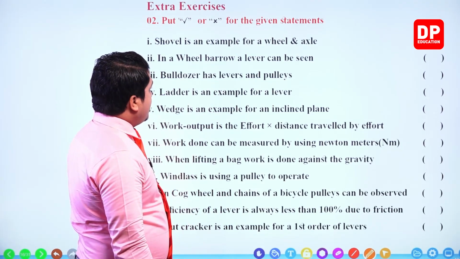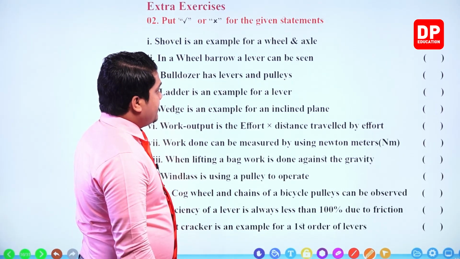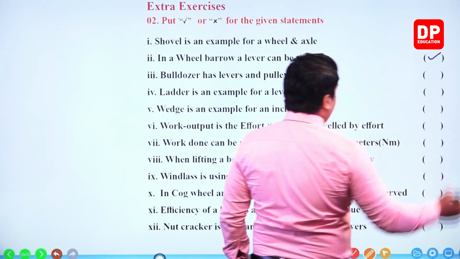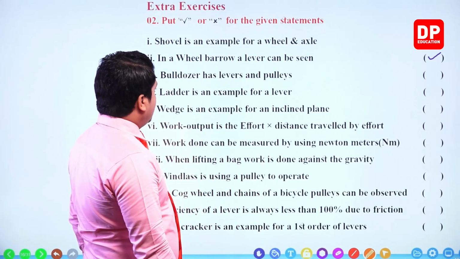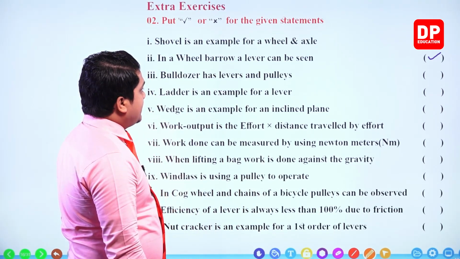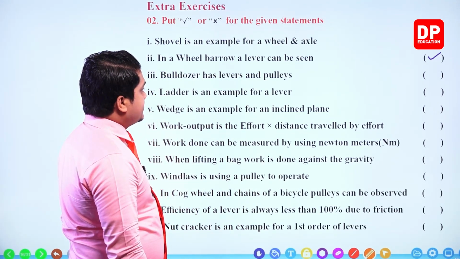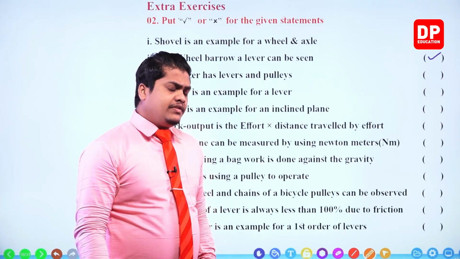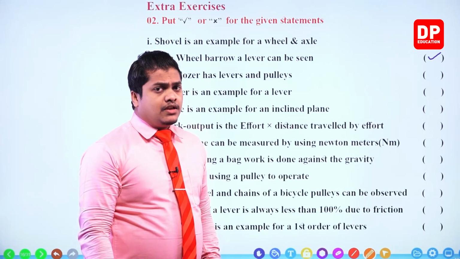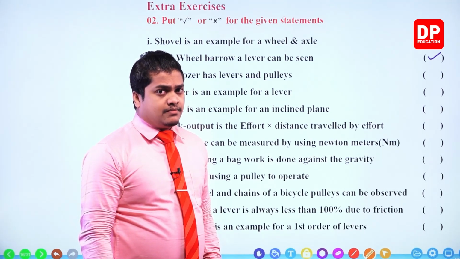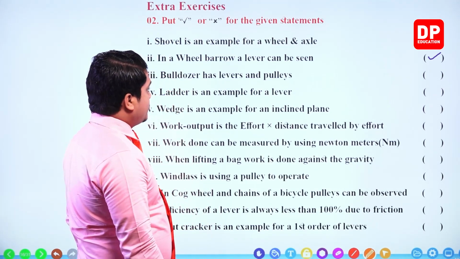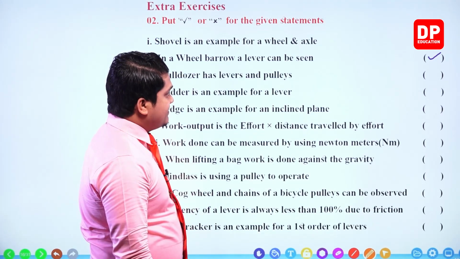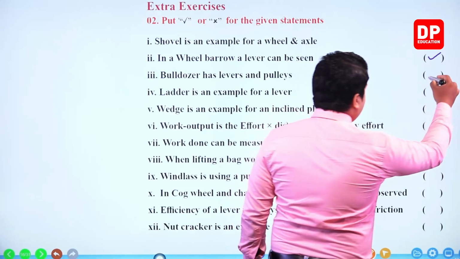Next one. In a wheelbarrow, a lever can be seen. That is correct. In a wheelbarrow, we can observe a lever. Bulldozer has levers and pulleys. Bulldozer is a complex machine, my dear children. Over there, we can observe several simple machines as it is a complex machine. So yes, of course, within a bulldozer you can observe levers and pulleys. So it's correct.